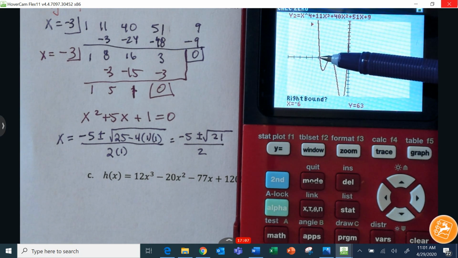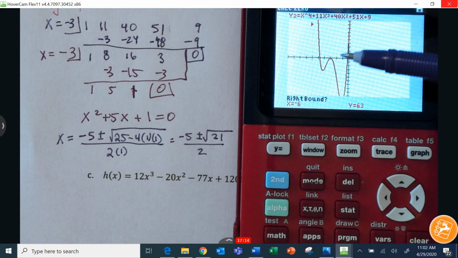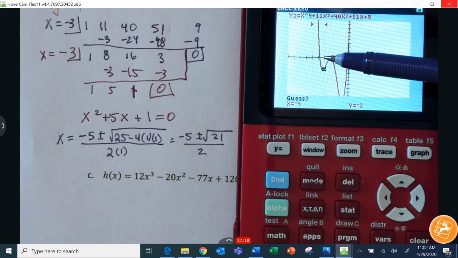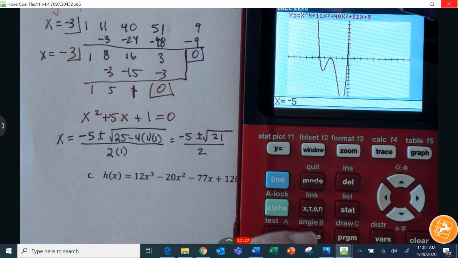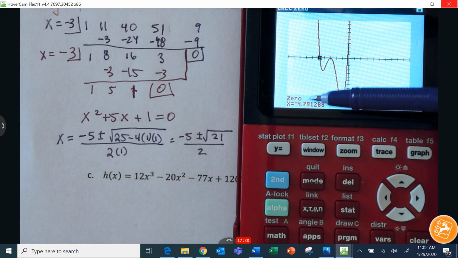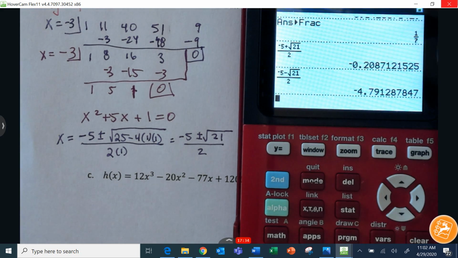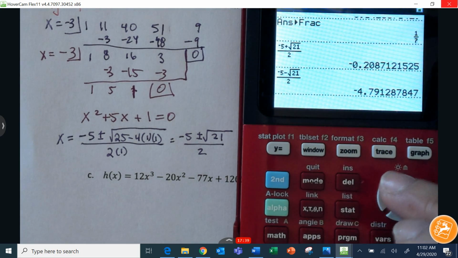I hit enter to get the right bound. I'm going to pick something that's definitely to the right. Looks like negative 4. You can pick 0 if you want, but it looks like negative 4 is to the right. And now the calculator's going to look in between this section. What is it really close to? It looks like it's close to negative 5, so that's my guess. And it tells me negative 4.79128, and that's what we had gotten on the other side. So it does look like I've done my work correctly.